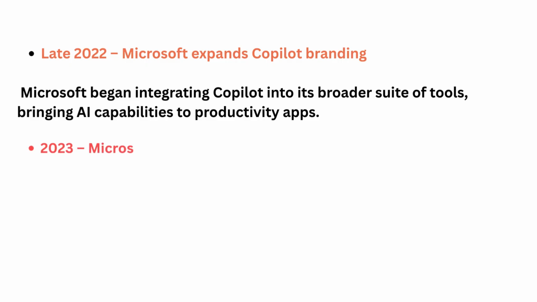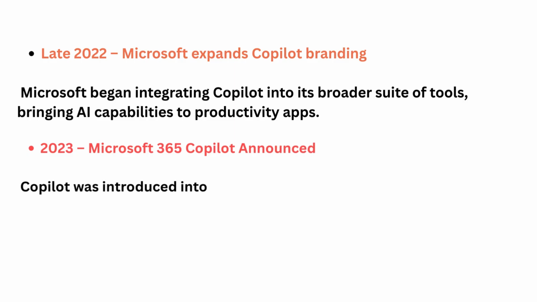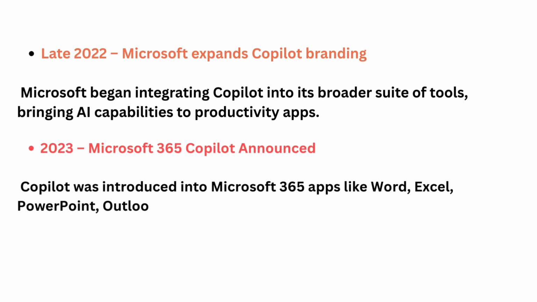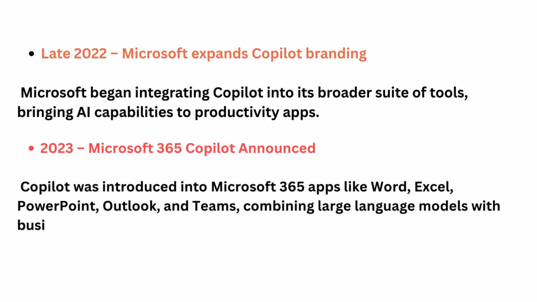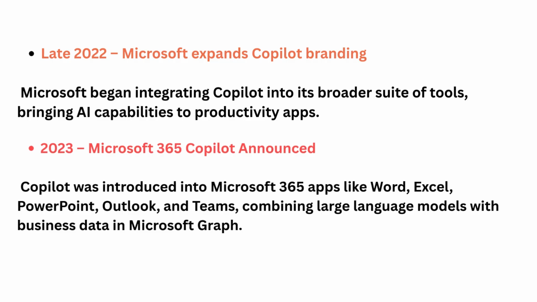Times 2023, Microsoft 365 Copilot announced. Copilot was introduced into Microsoft 365 apps like Word, Excel, PowerPoint, Outlook, and Teams, combining large language models with business data in Microsoft Graph. What is it? In 2023, Microsoft 365 Copilot was launched. It combines AI with your company's data from Microsoft Graph to offer tailored help in everyday apps like Word and Excel.